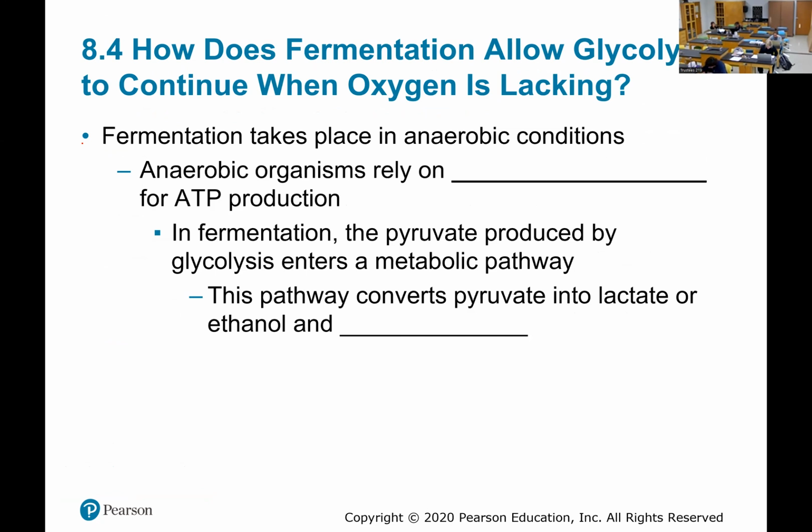So fermentation takes place under anaerobic conditions. Without oxygen, that's what anaerobic means. An in front of a word in science means without. So anaerobic organisms rely on fermentation to help with ATP production. In fermentation, pyruvate produced by glycolysis enters this metabolic pathway. And there's a few types of fermentation.